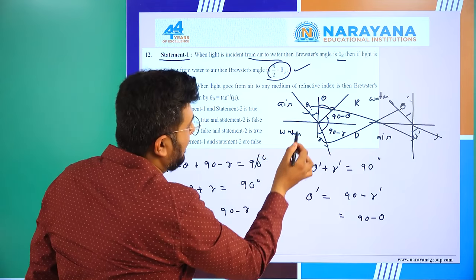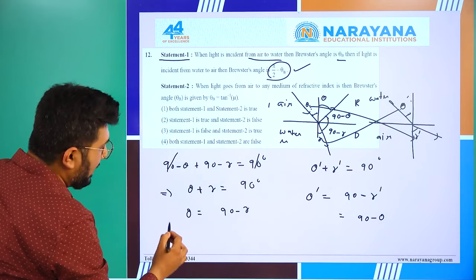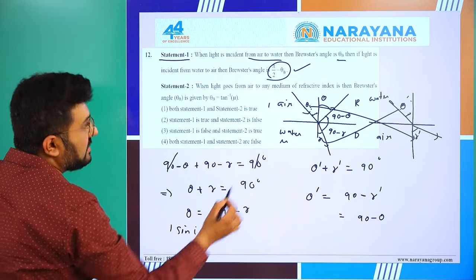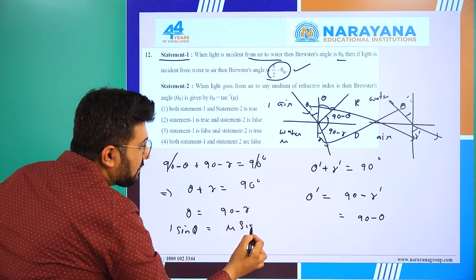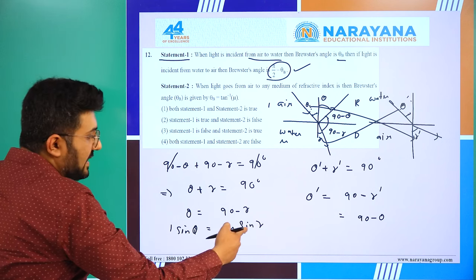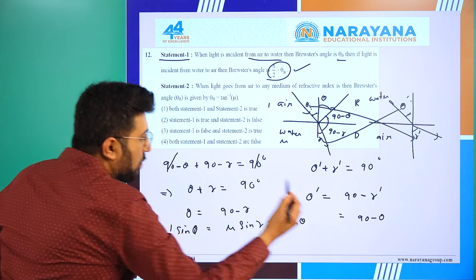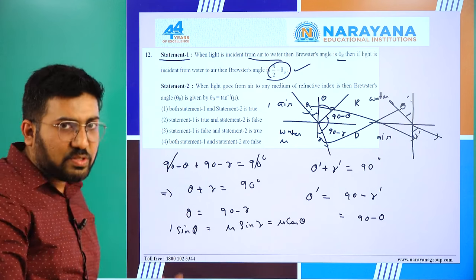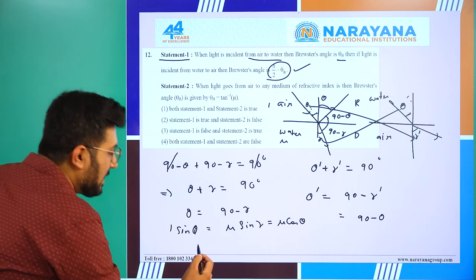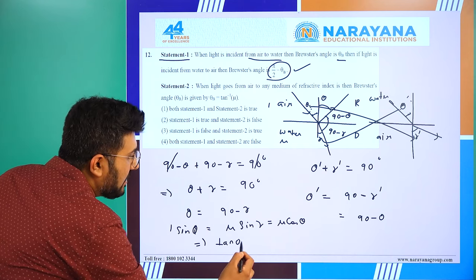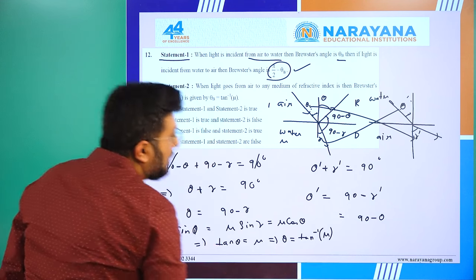So let's calculate. From here only I can calculate. I'll apply Snell's law here. Let's call this 1, let's call this mu. Then I will get 1 into sin theta equals mu into sin r. And sin r can be written as cos theta. Why? Because r is 90 minus theta, so sin r is cos theta, since sin of 90 minus theta is cos theta. So from here I will get tan theta equals mu, or theta equals tan inverse mu. So that's what they have stated.